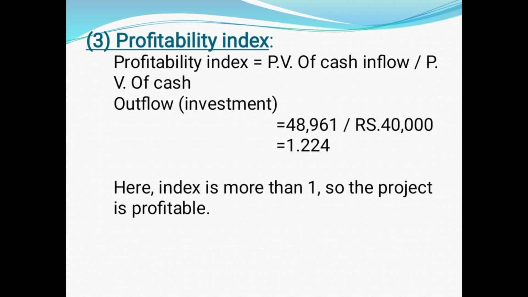The third one is the profitability index. Profitability index is equal to present value of cash inflow upon present value of cash outflow, which is the investment. That is equal to 48,961 upon 40,000, which is equal to 1.224. Here the index is more than 1, so the project is profitable.